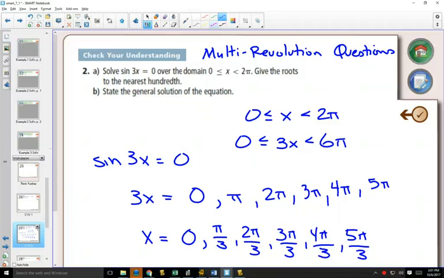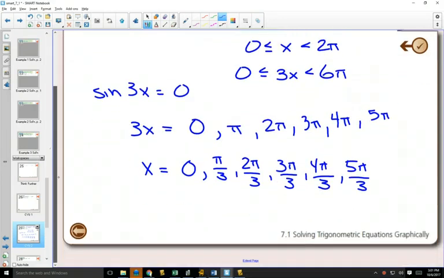So with a multi-revolution question, you find out what that 3x does. How does it affect your domain? It's now between 0 and 6 pi, 3 times around, instead of 0 to 2 pi. And then when you divide by 3, you get all of these answers. Okay? So, do you want to know what this looks like graphically?